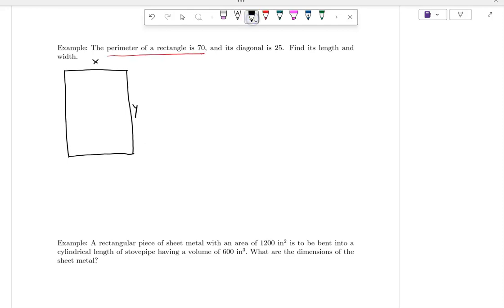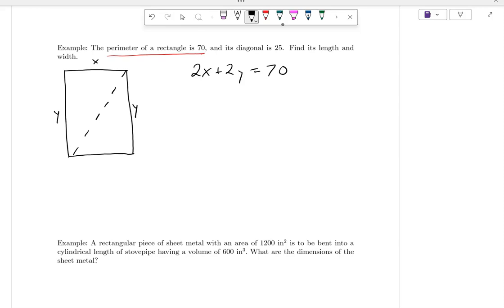Perimeter is 70. What equation can you come up with from that? Good. Perimeter, remember again, is all the way around the rectangle, right? So we'd have 2x plus 2y equals 70. Diagonal is 25. Well, here's the diagonal. It's one way to draw the diagonal. I could do the other one as well. Just put the y over here.